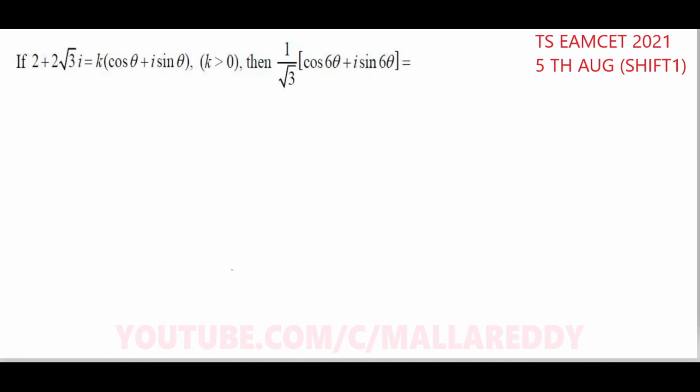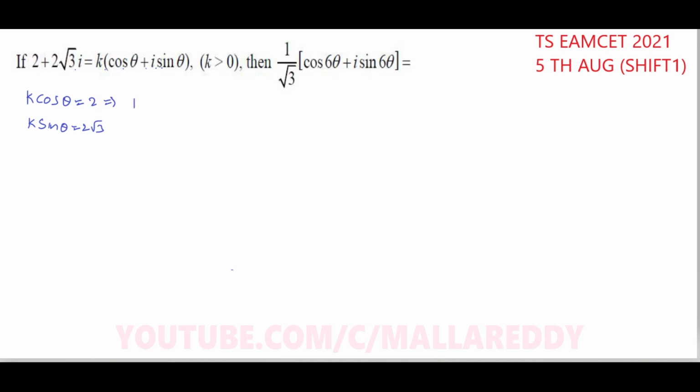If 2 + 2√3 i = k(cos θ + i sin θ), k > 0, then find 1/√3 (cos 6θ + i sin 6θ). Here it is given 2 + 2√3 i = k(cos θ + i sin θ). Equating real parts, k cos θ = 2. Equating imaginary parts, k sin θ = 2√3.